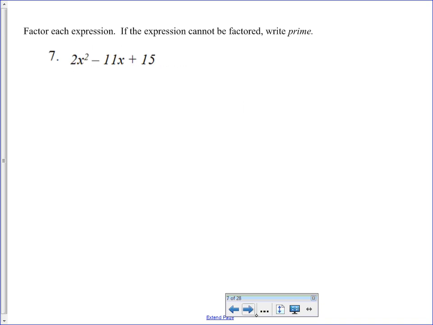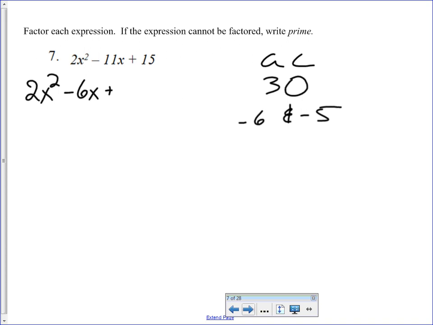For number 7, this is going to be another AC problem. AC is going to be 30. So what are the two numbers that multiply together to give me positive 30 that add up to negative 11? And that's going to be negative 6 and negative 5. So this will be 2x squared minus 6x plus negative 5x plus 15. We split the negative 11x that way. Group the first two, group the second two.